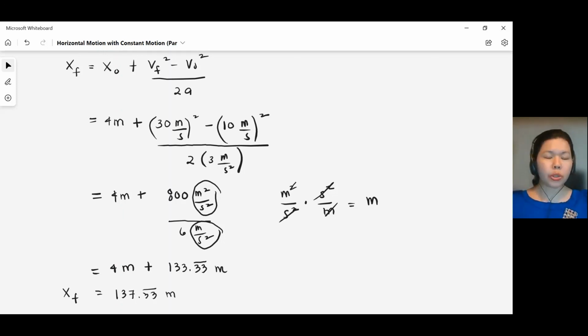If you're going to use equations 1 and 3 to solve this problem, you will arrive at the same answer. If it will differ a bit, then it is because of the rounding off.